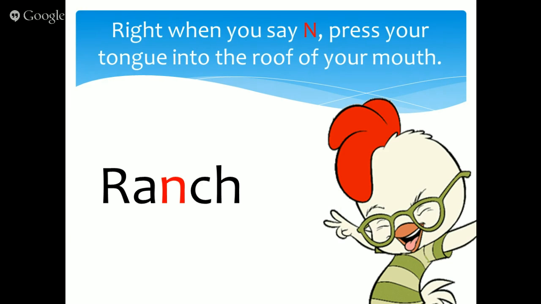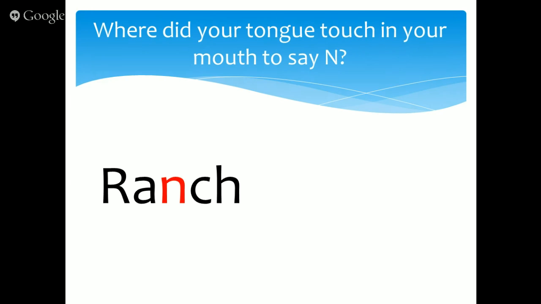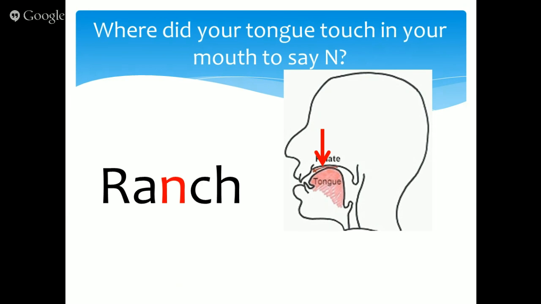So right when you say the N in ranch, try to press your tongue a little harder where it touches in your mouth to figure out where your tongue is touching. Ranch. So where did your tongue touch in your mouth when you said the N in ranch? Well, it should have touched there. So the flat part of your tongue is touching the roof of your mouth.